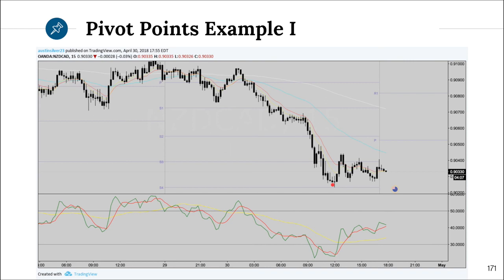Use the bodies through EMAs and through pivot points and through key levels to signal to you this is a confirmed move. If it throws a wick through something, that might be an order grab, and you want to be careful of that. So use the bodies to confirm if you are breaking key levels.